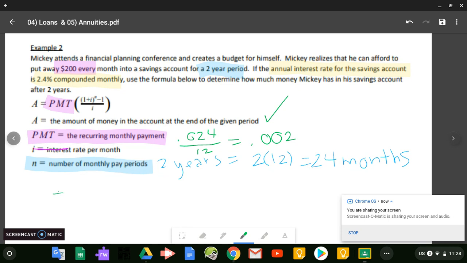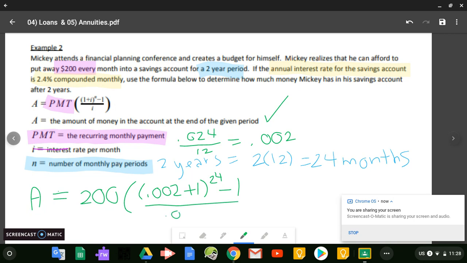So we're going to substitute everything we know. We don't know how much money; that's what we're trying to find. We do know that we're putting $200 in every month. We also know the monthly interest rate. We add one to that. Oh, I flipped it a little from the formula, but that's okay. And then we have 24 minus 1 over, and then we put that 0.002, and then we close the parentheses here.